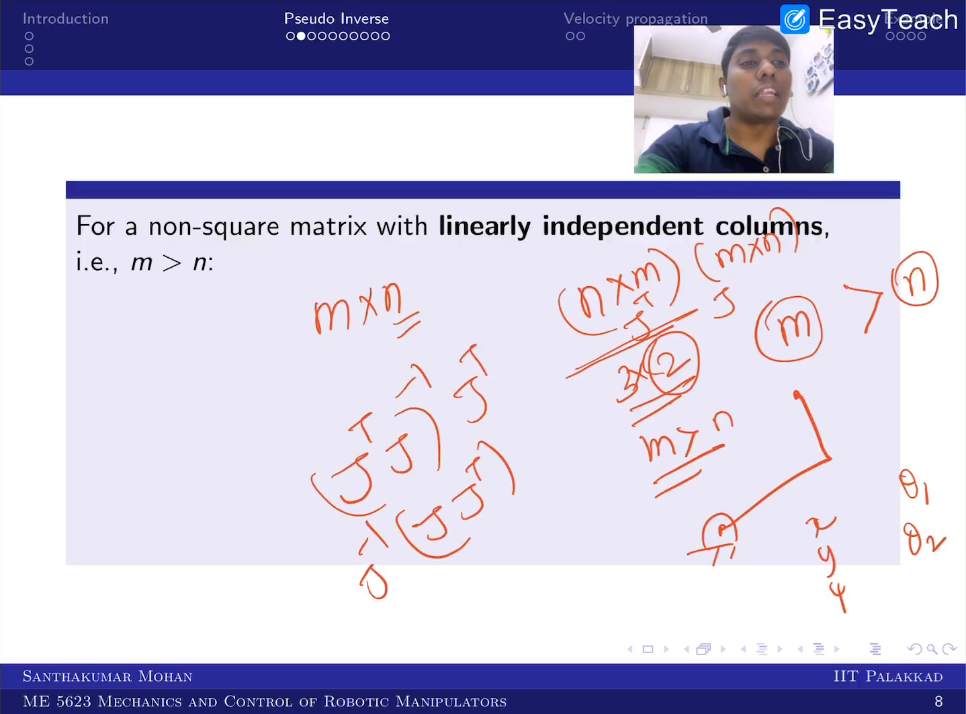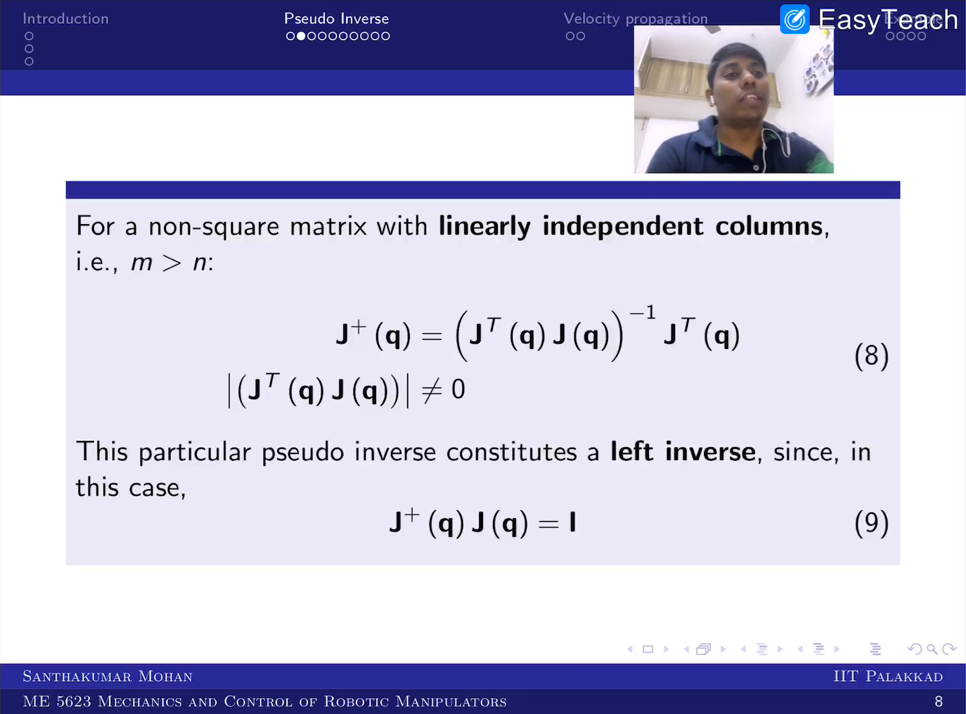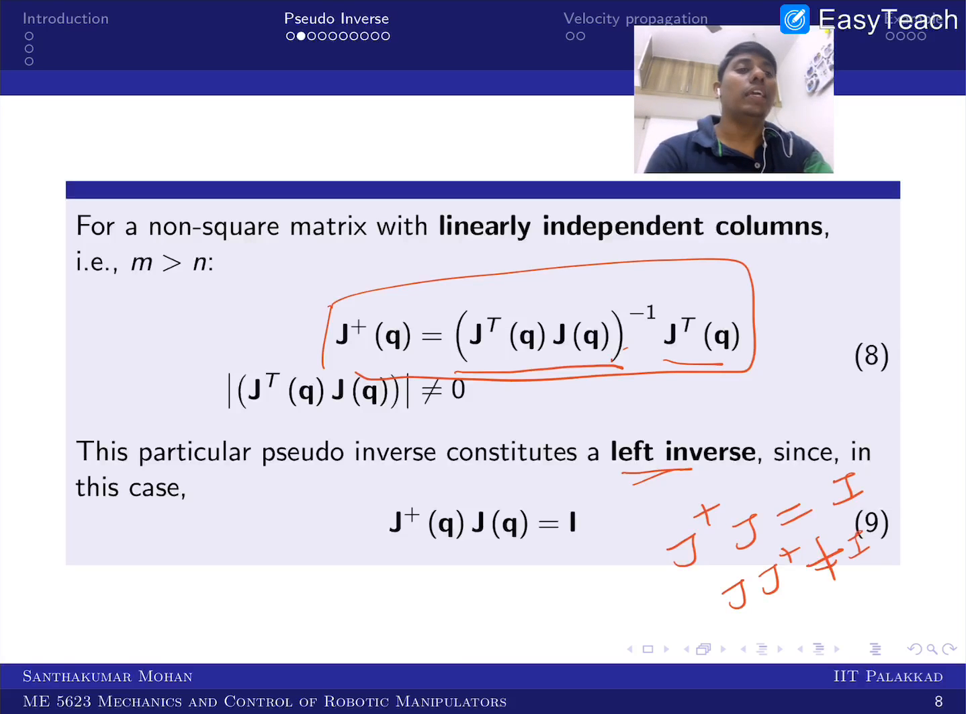We are multiplying J transpose on the left. So that is what we call a left inverse. You take J transpose J, take its inverse, and multiply with J transpose. That is equivalent to what you call the pseudo inverse. Here, this is a square matrix, and if its determinant is non-zero, then the pseudo inverse exists, and this is the left inverse. Why? Because J plus into J would be I, but J into J plus is not I. That is what the left inverse is, and that is what I want to explain here.